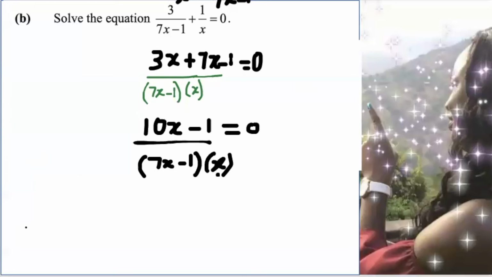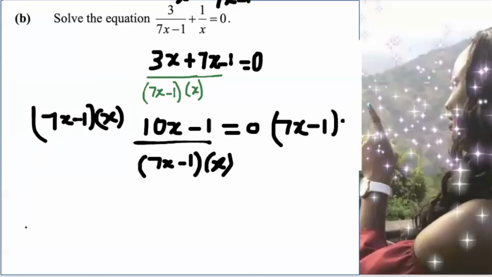So first I'm going to multiply both sides by 7x minus 1 times x. Because we have it in the denominator, to get rid of it, we have to multiply both sides. So that's why we're multiplying both sides by the result that I have here. Now doing this, on the left hand side, we are going to cancel the 7x minus 1 times x. They cancel. So I no longer have a fraction here. So I have 10x minus 1.